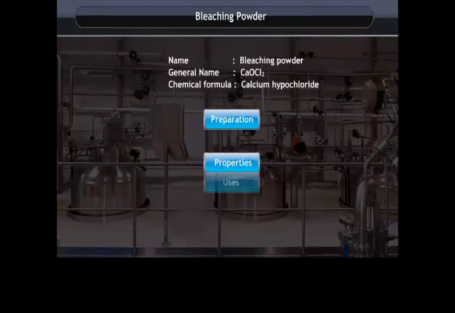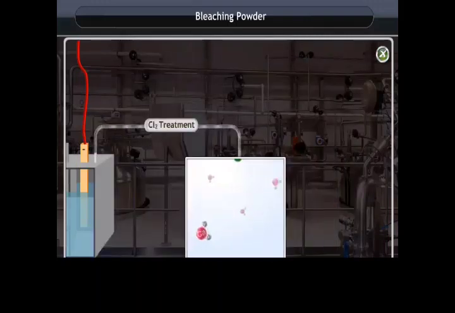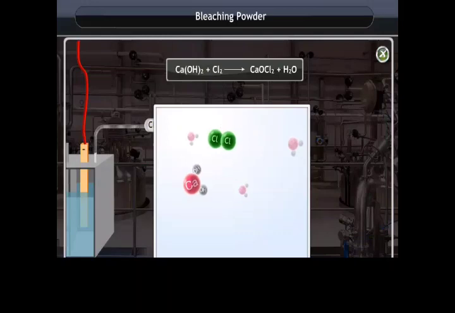Bleaching powder. The chlorine is produced during the electrolysis of aqueous sodium chloride or brine. This chlorine gas is used for the manufacture of bleaching powder. Bleaching powder is produced by the action of chlorine on dry slaked lime, Ca(OH)2. Bleaching powder is represented as CaOCl2, though the actual composition is quite complex.